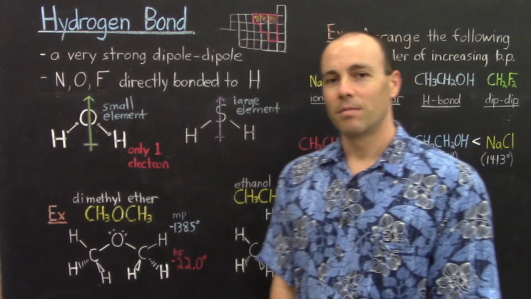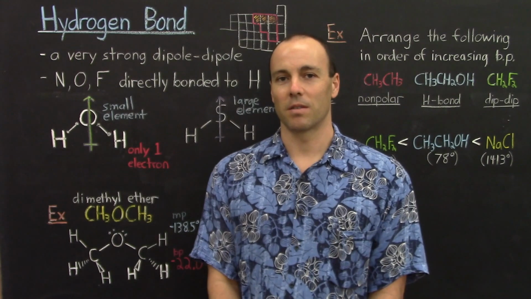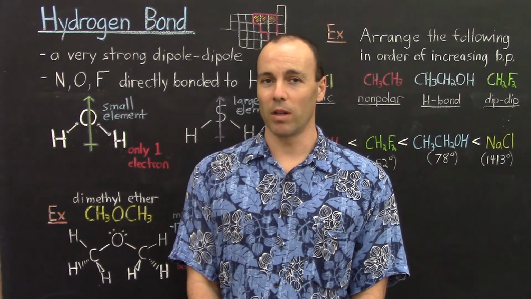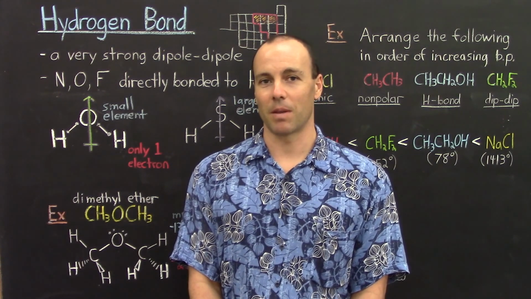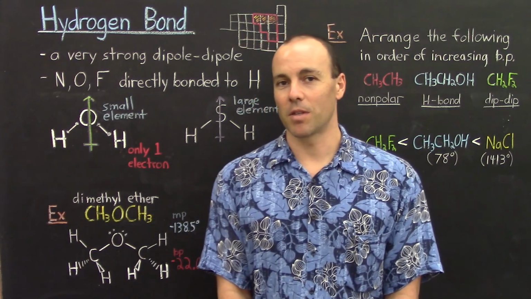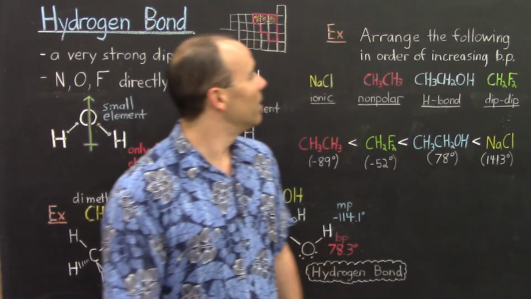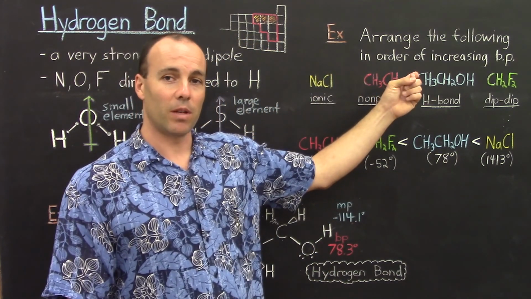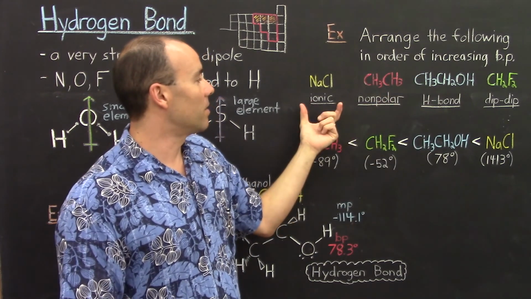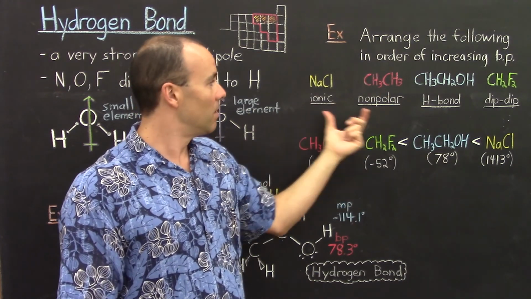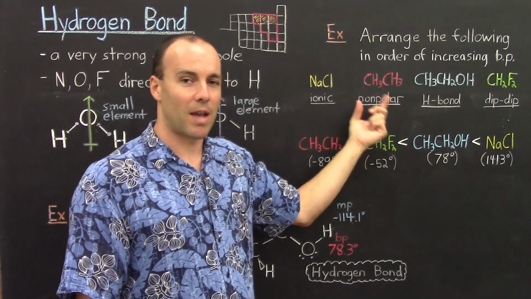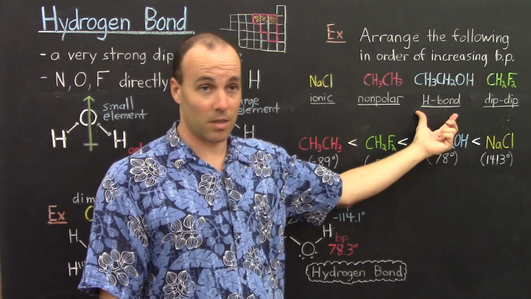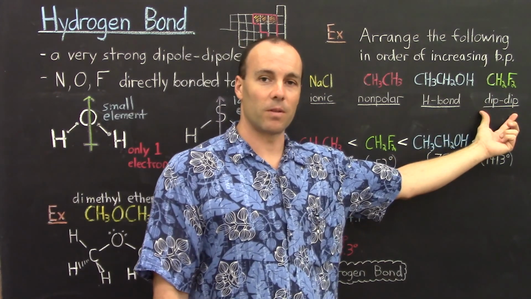Now, with knowledge of the intermolecular forces, we can better predict the order of boiling points and melting points on compounds. Let's take a look at another example. Here you want to arrange the following in order of increasing boiling point. And the compounds are sodium chloride, ethane, which is a hydrocarbon, ethanol, which we've just seen, and CH2F2.